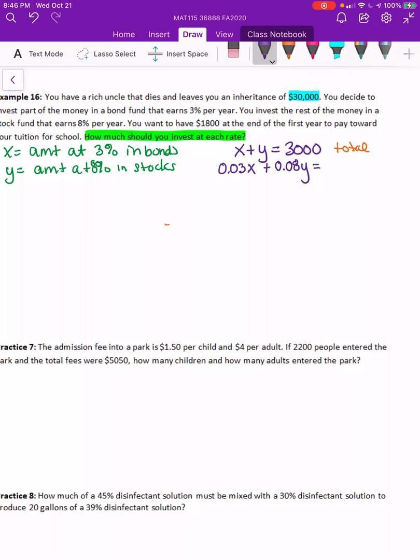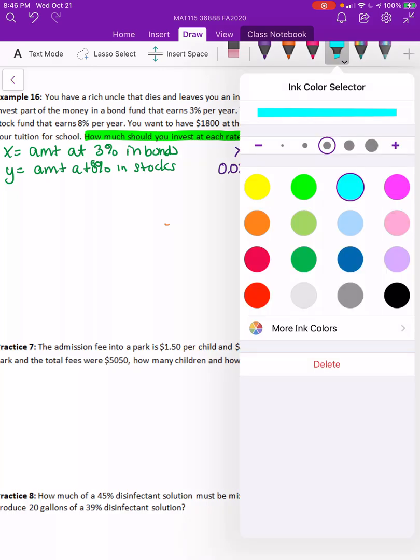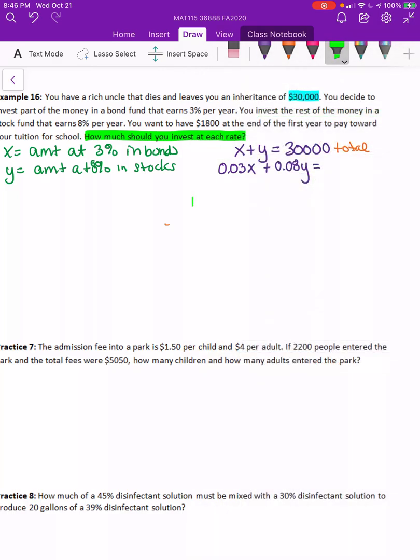Now this one is not going to equal $30,000 again. It's going to equal the total earnings. Notice that we want to have $1,800 at the end of the first year. That's where the percents come into play. The percents are how we're going to earn that $1,800. So when we add those earnings up, it should add up to $1,800. So this is basically like your percent equation.